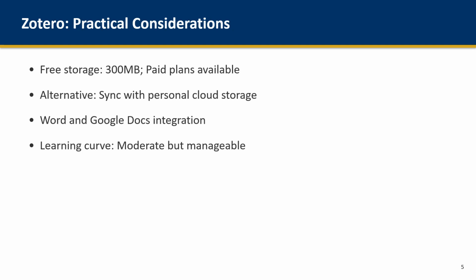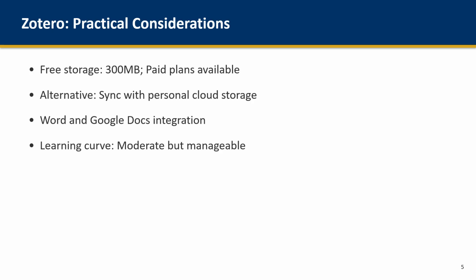While Zotero itself is free, understanding its storage model matters for practical use. Zotero provides 300 megabytes of free cloud storage for syncing your library across devices. This sounds limited, but it primarily applies to PDF attachments, not the metadata itself. If you attach many PDFs, you may exceed this limit quickly. Several options exist for managing storage. Zotero offers paid plans ranging from $2 to $6 per month for more cloud storage. Alternatively, the Zotfile plugin allows you to store PDFs in your own cloud storage like Dropbox or Google Drive, while Zotero manages only the metadata.